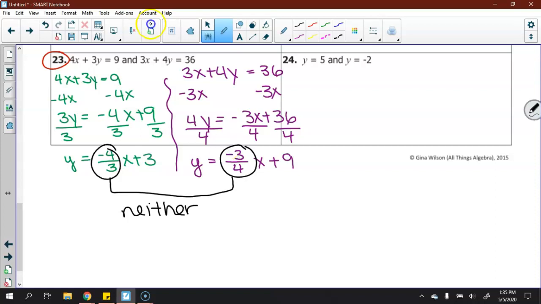Yep. All right, 24 is easy peasy. There's no slopes involved. These two should just be parallel. If they're both y equals a number and y equals a number, they're both flat, so they're both going to be parallel.